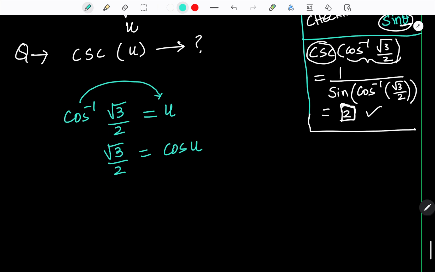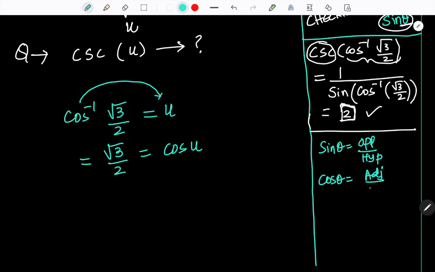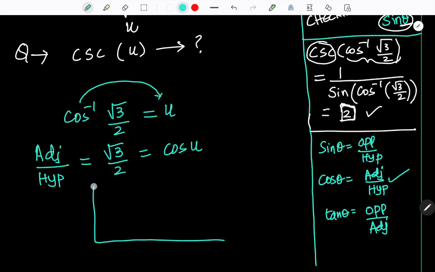What is the cosine theta formula? I will write it here. Sine theta is opposite side divided by hypotenuse. Cos theta is adjacent side divided by hypotenuse. Tan theta is opposite side divided by adjacent side. So what is cos theta? Adjacent side divided by hypotenuse. Now let me draw the figure.